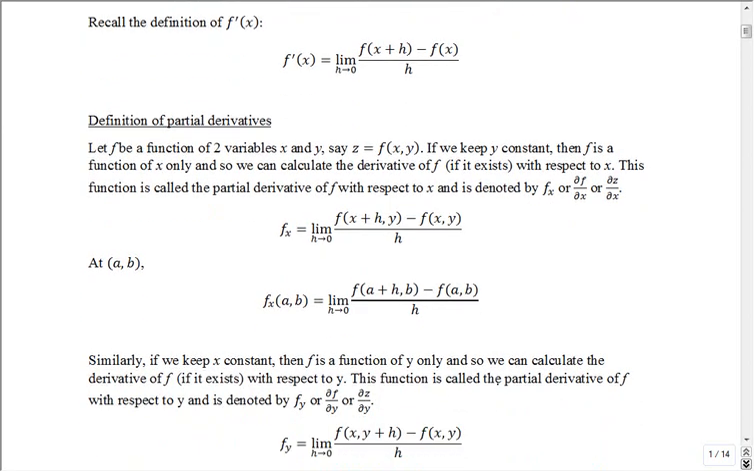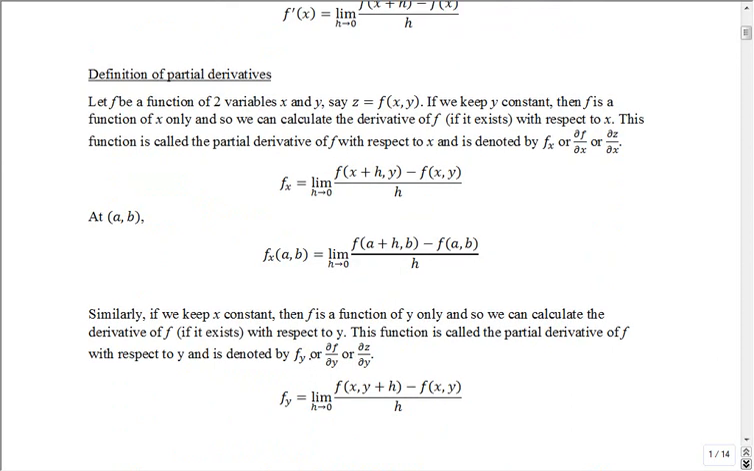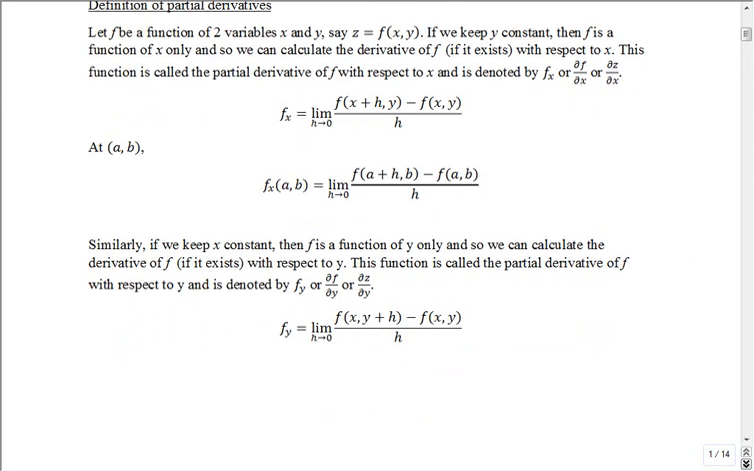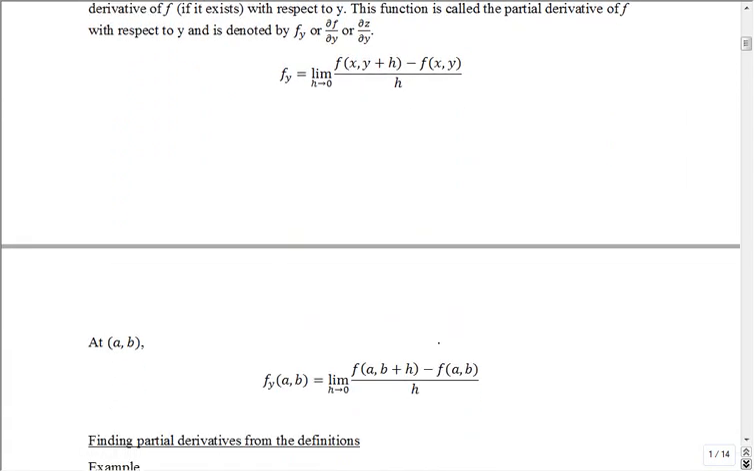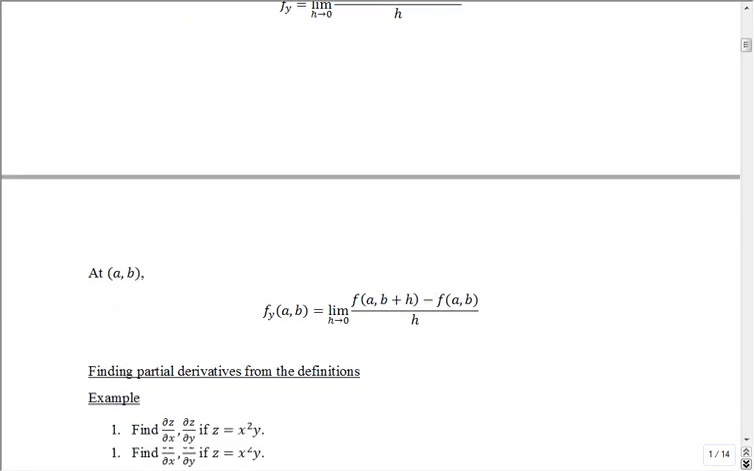Similarly, the partial of f with respect to y is the same thing. Here are the notations for it. And the definition is you keep x constant, and because you differentiate with respect to y here, you have y plus h. Any questions on that? Okay, then let us do some examples. And of course, here is the partial derivative with respect to y at the point a, b.